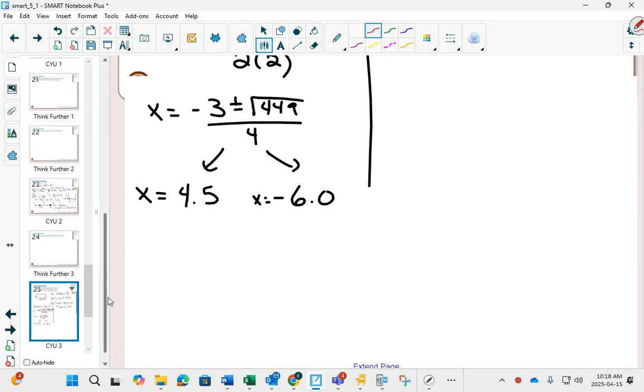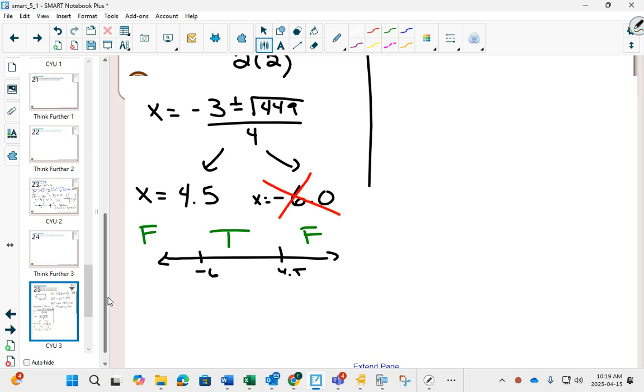So normally, if you had done your number line and done -6 and 4.5, you would have found out, testing points, this section would be true, this section is false, and this section is false. But this doesn't really make sense. Probably 0 is the only true section in there.